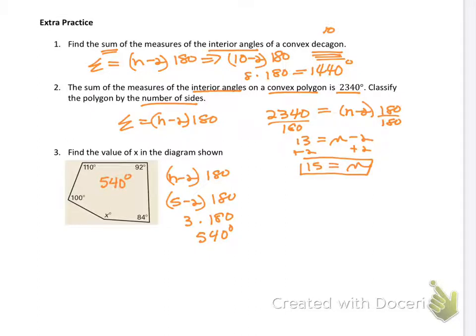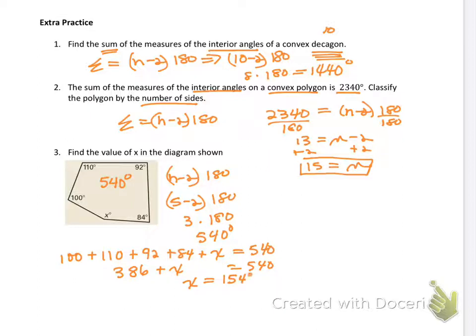So do your math. 100 plus 110 plus 92 plus 84 plus x has to sum to 540. If you add all those angles up, you should be getting 386 plus x equals 540. So x equals 154 when I subtract 386 from 540. Make sure you can get that.